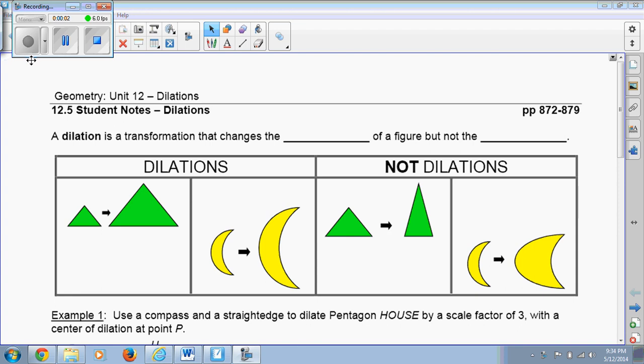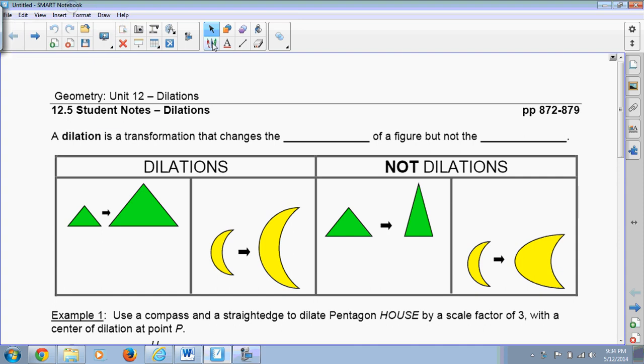This is Student Notes 12.5, Dilations. Okay, a dilation is simply a transformation that changes the size of the figure, but not the shape of the figure. So basically, we're either making it bigger or smaller. Your eyes will dilate, bigger or smaller, in the pupils.